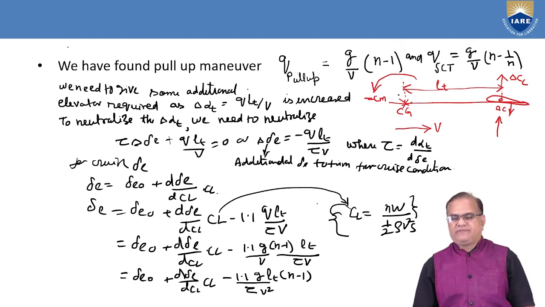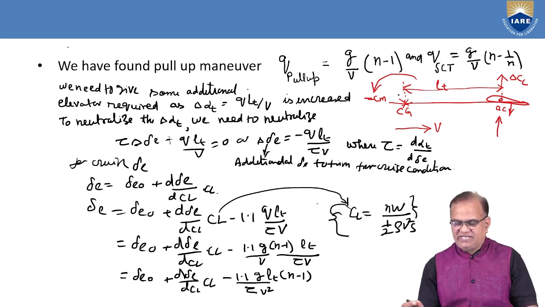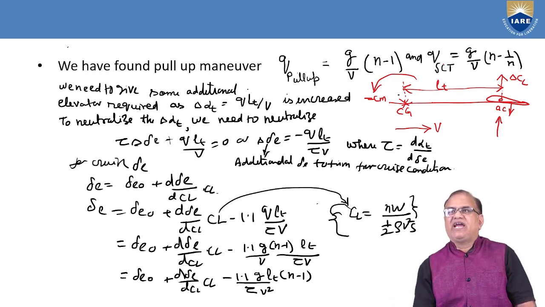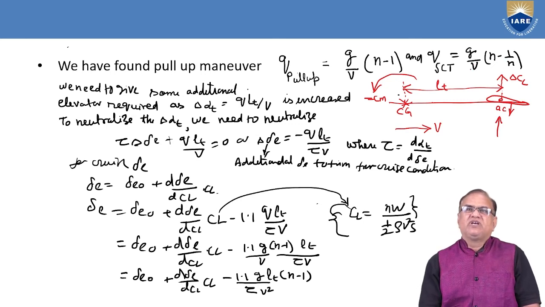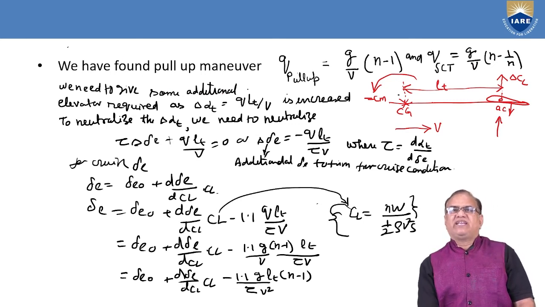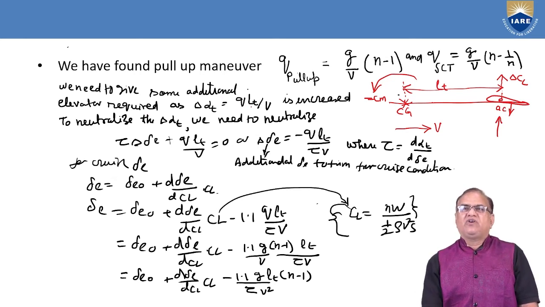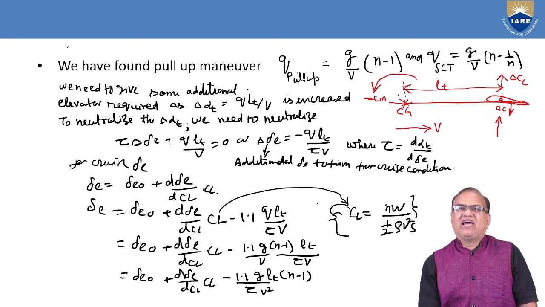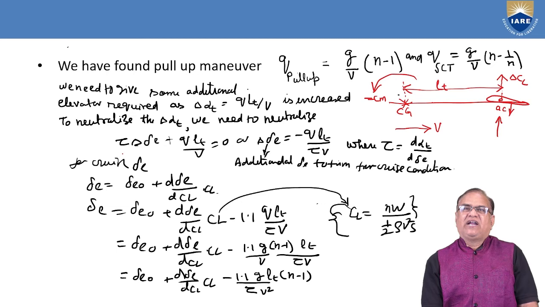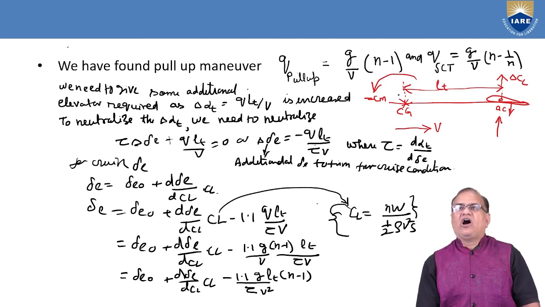So we have seen that for the pull-up, Q is equal to g by V into (n minus 1), and the steady turn Q is equal to g by V into (n minus 1). So we need to give some additional elevator, since delta alpha T is equal to Q lT by V. To neutralize the delta alpha, we need tau into delta E into Q delta E. So we need to find out how much control is required.